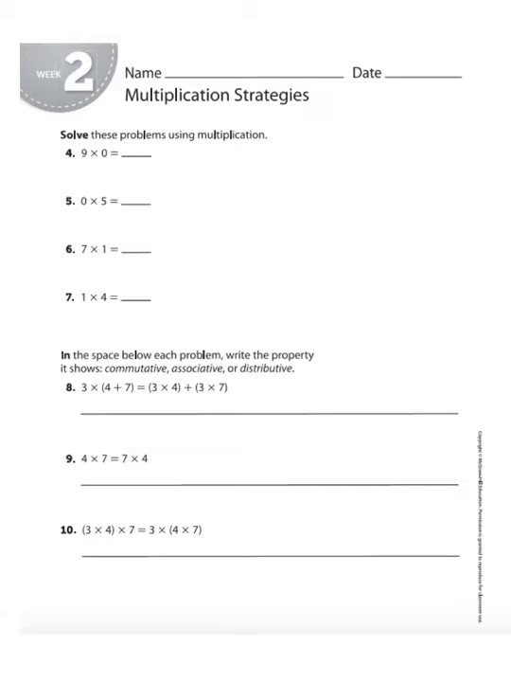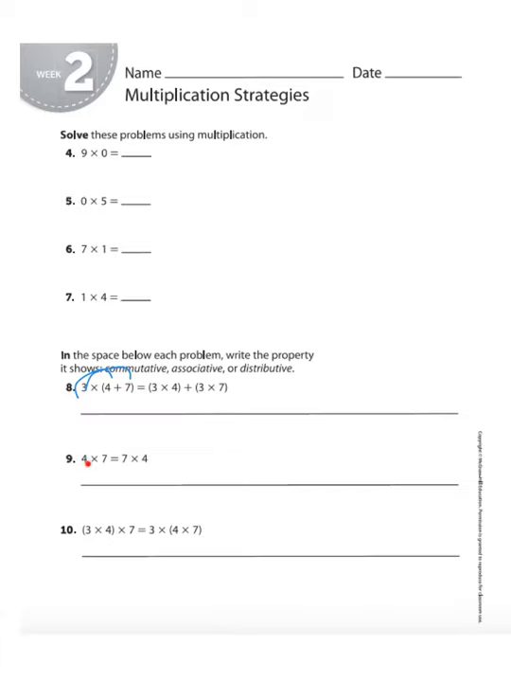Number 8 is 3 times 4 plus 7, and my parentheses are around the 4 and the 7. And then that equals 3 times 4 plus 3 times 7. So what they did here was they took 3 and they distributed it to the 4 and the 7. So which property would that be?